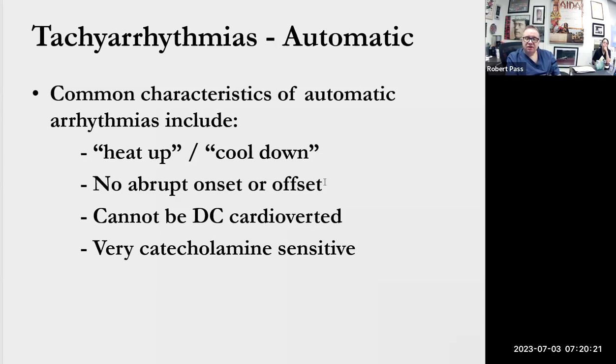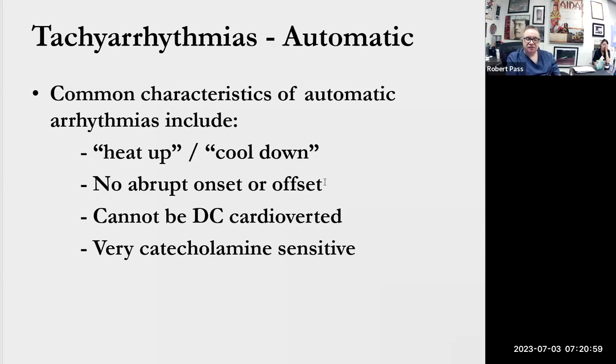Very importantly, automatic arrhythmias cannot be DC cardioverted. And sometimes the response to DC cardioversion is in fact the best way to tell if something is automatic. This is one of the reasons why, when a patient has an arrhythmia and is stable and you're going to DC cardiovert the patient, it's always useful to run the 12-lead rhythm strip, because the response to DC cardioversion can be very instructive in understanding the mechanism. And then finally, automatic arrhythmias are very catecholamine sensitive.